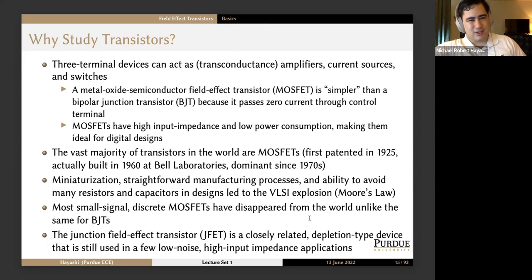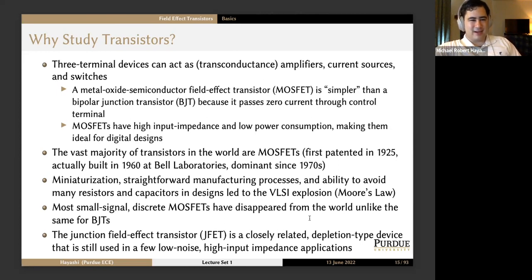So why study transistors? Well, transistors are three-terminal devices, and three-terminal devices are useful because they can act as transconductance amplifiers, current sources, and switches. Basically, the heart of digital circuits today is the ability to control the current through one terminal of a device by a voltage between the other two. So we have two terminals that serve to take a voltage control, and then the result of the control is a driving current through the third terminal.